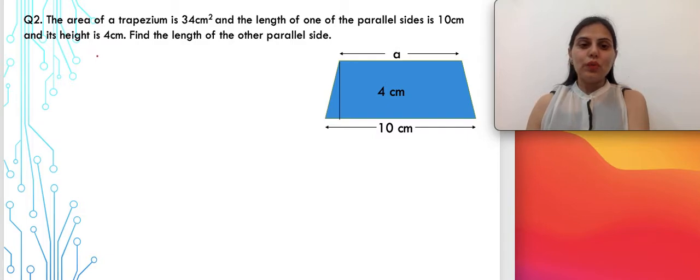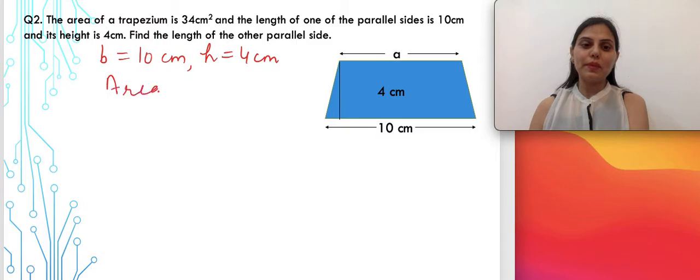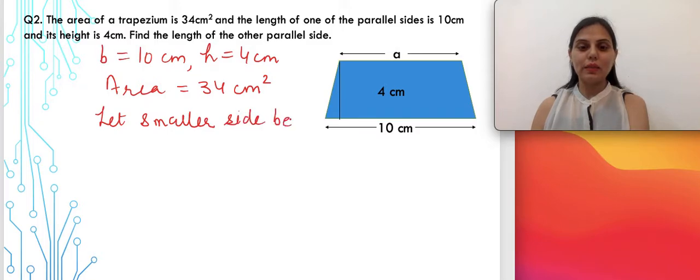Let us first write what is given to us. The side B is given as 10 centimeters. The distance between them, which is h, is given as 4 centimeters. And the area of the trapezium is given as 34 centimeters square. Since all the units are the same, there is no need to convert any unit. Let us suppose the other side as A. So let us write there, let the smaller side be A centimeters.